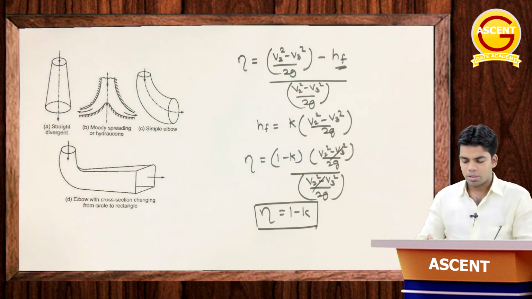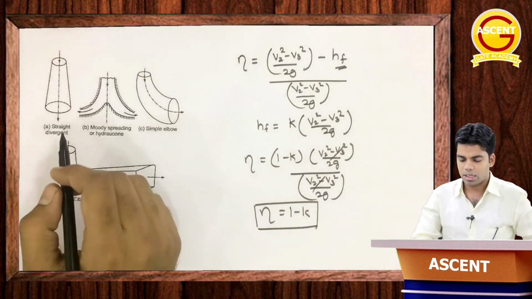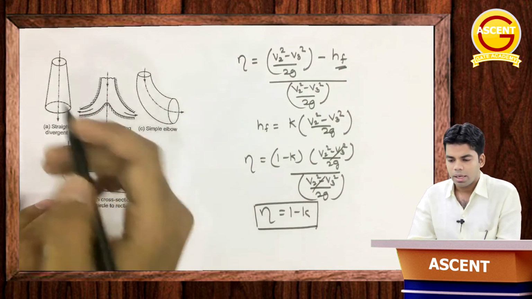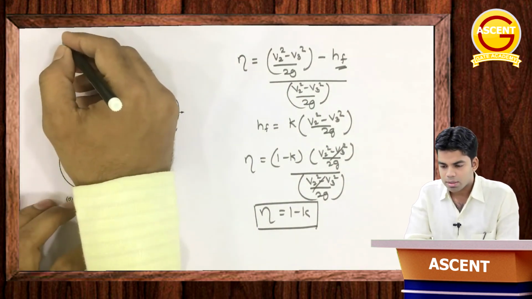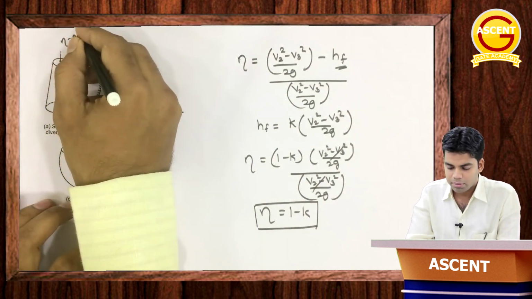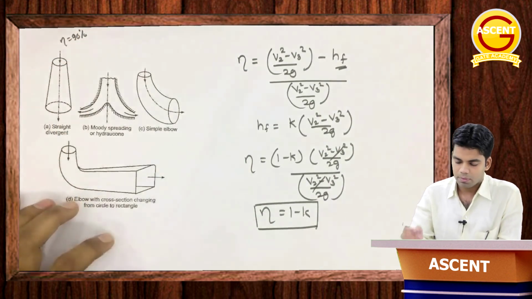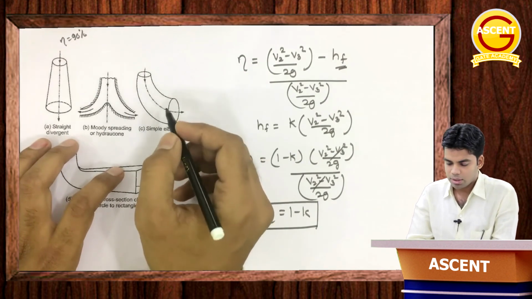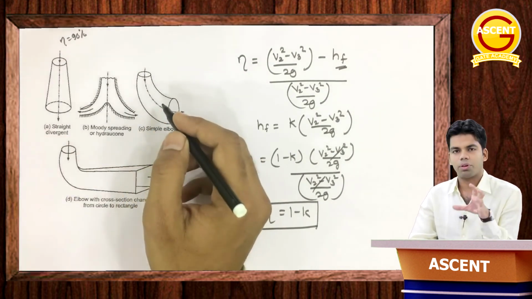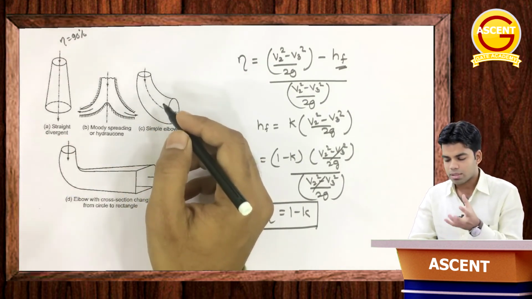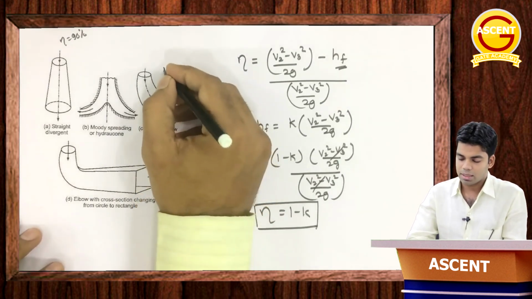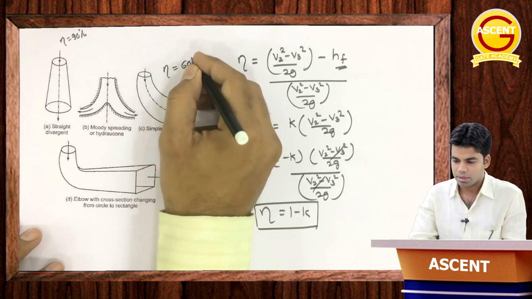Now, coming to the different types of draft tube. The very first type is the straight divergent draft tube, the most commonly used draft tube, and the efficiency of this draft tube is the highest, almost equal to 90%. Second type is the simple elbow type. This is like an elbow, if you have seen elbow joints. Because there is a bend, the efficiency is quite less, around 60%.